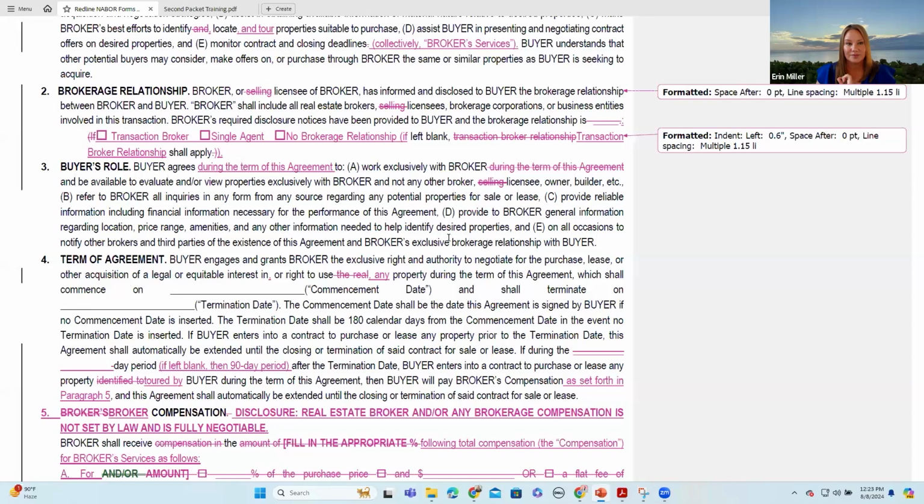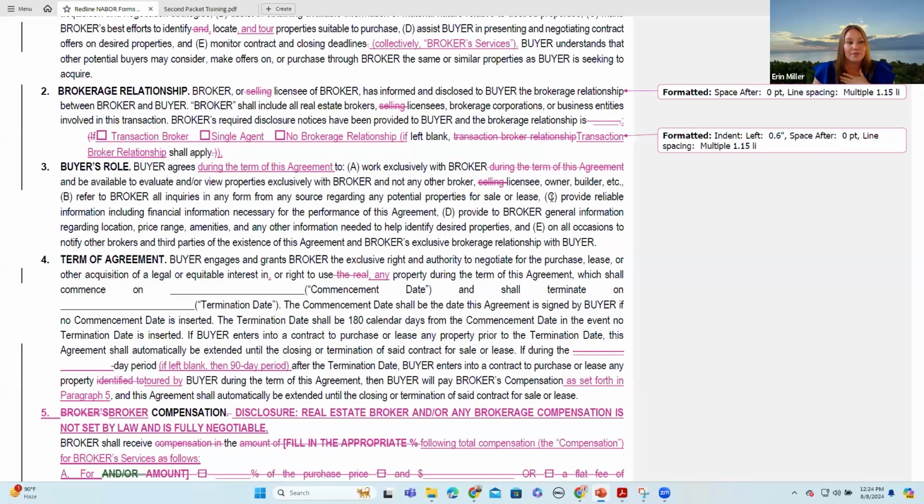A buyer agrees to, during the term of this agreement, work exclusively with the broker. This buyer is working exclusively with the broker to evaluate and view properties, not with any other broker, licensee, owner, or builder. The buyer is agreeing to refer to the broker any inquiries from any source regarding any potential properties for sale or lease.